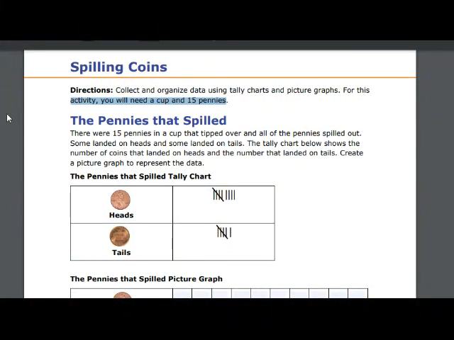The pennies that spilled. There were 15 pennies in a cup that tipped over, and all of the pennies spilled out. Some landed on heads and some landed on tails. So if you look at this picture, you can see this is heads and this is tails. The tally chart below shows the number of coins that landed on heads and the number that landed on tails. Create a picture graph to represent the data.